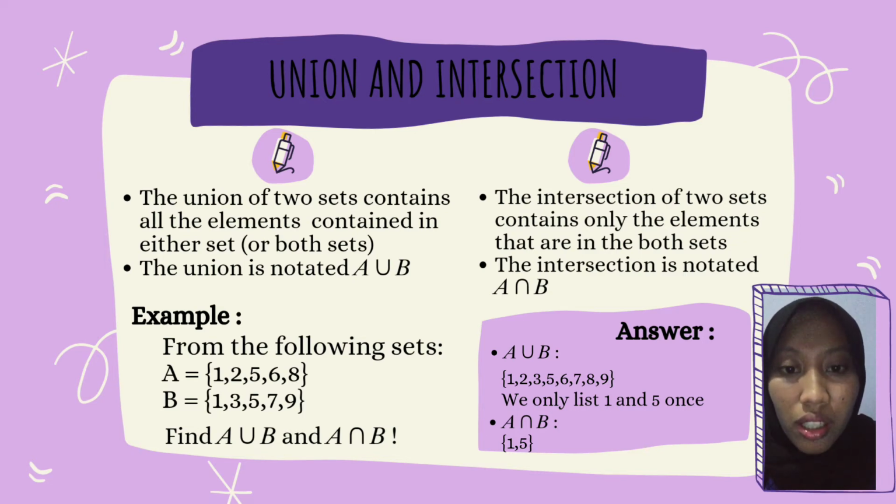For example, from the following sets, set A is equal to 1, 2, 5, 6, and 8. Set B is equal to 1, 3, 5, 7, and 9. Find A union B and A intersection B. For the answer, A union B is equal to 1, 2, 3, 5, 6, 7, 8, and 9. We only list 1 and 5 once. A intersection B is equal to 1 and 5.